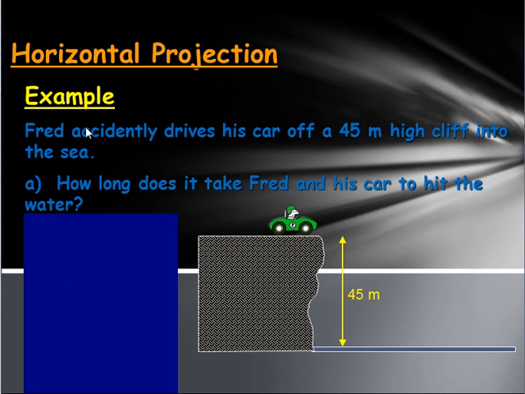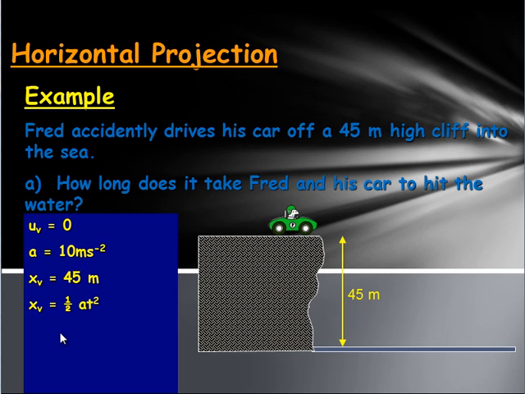So let's have a look at an example. We've got Fred accidentally drives his car off a cliff. It's a 45 metre high cliff, so that gives us our delta x, our height. How long does it take for his car to hit the water? Okay, so think about the values that we know. So we've got u is 0, a equals what should be negative 10, and we've got x equals 45.